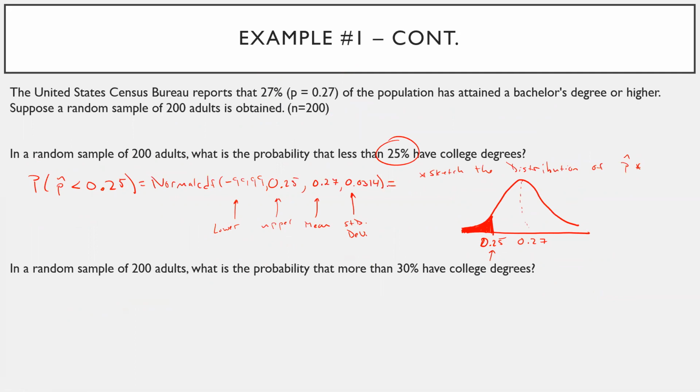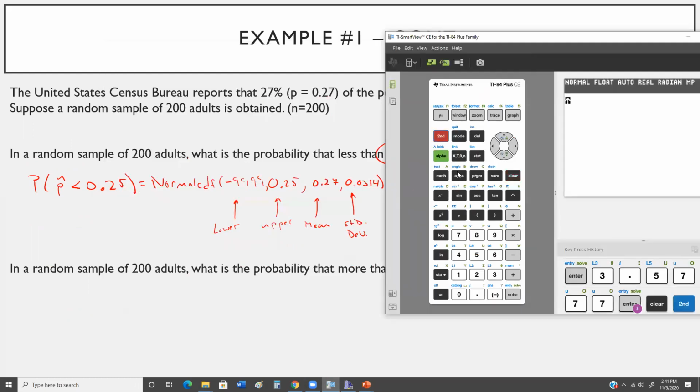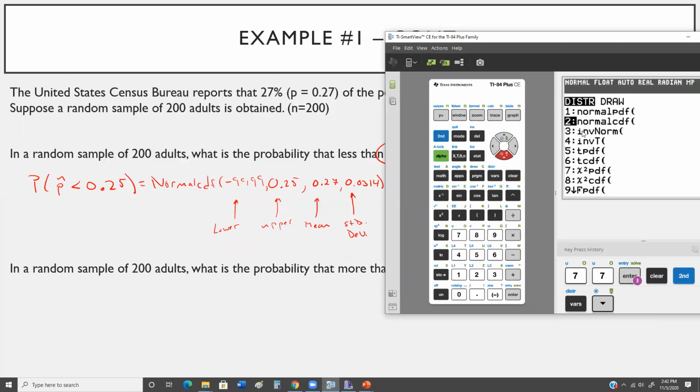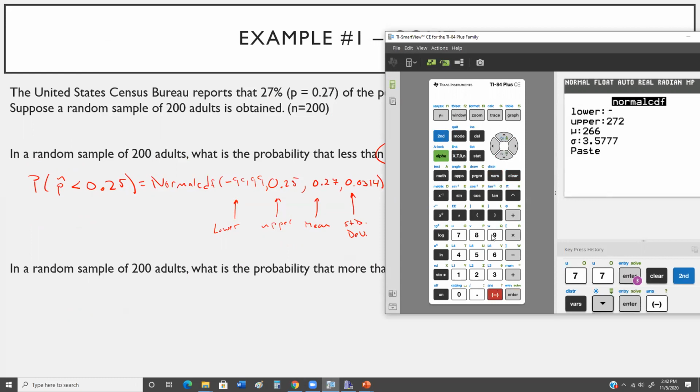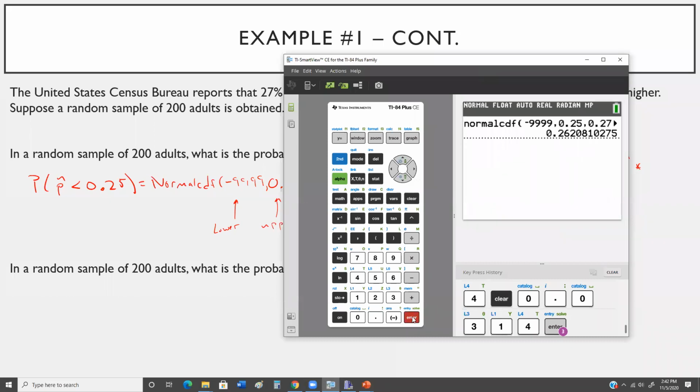So I'll do this one in the TI-84. I haven't done that in a while. So second function distribution, normal CDF, minus 9999, 0.25, 0.27, 0.0314. And when you plug this into your calculator, you get this, 0.2621 when I round it.